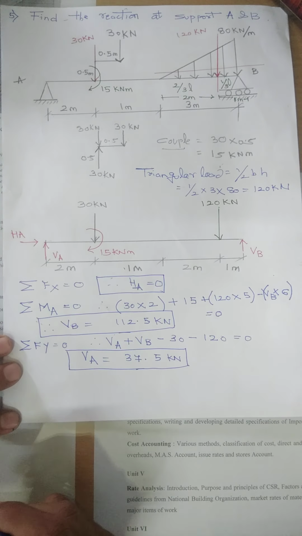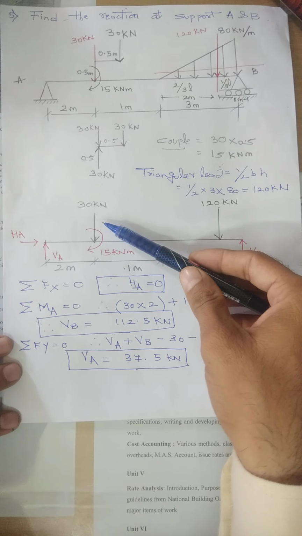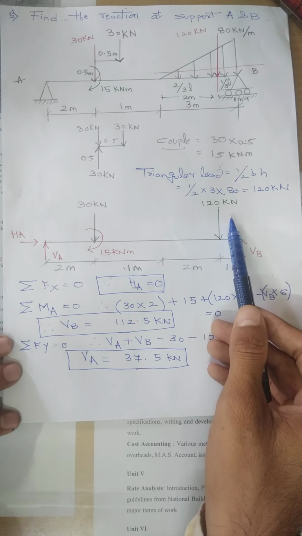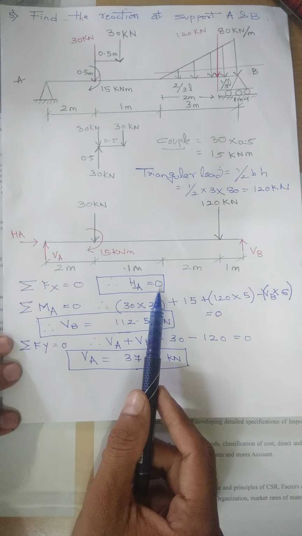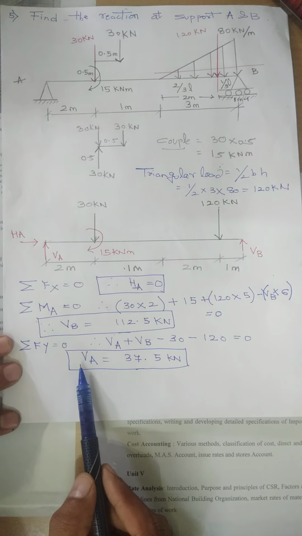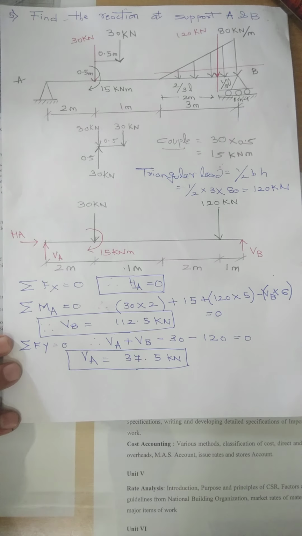So in this way we have solved the problem in which this bracket has been converted to this revised figure, this UVL has been converted to a revised point load, and HA is 0, VB is 112.5, and the vertical reaction at side A, VA, is 37.5.